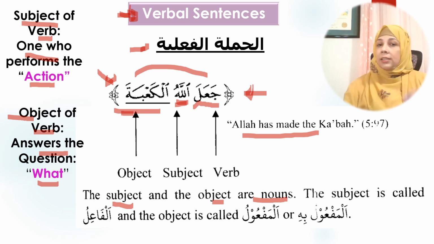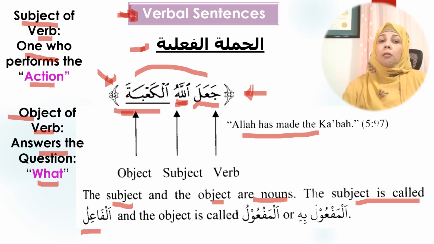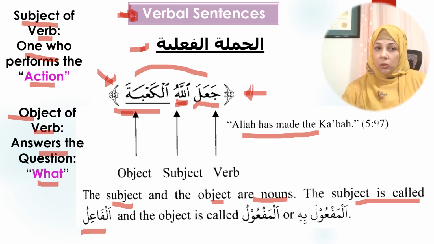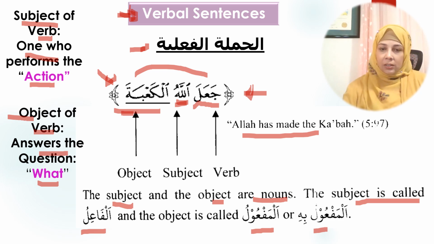In Arabic, let's learn a new term. The subject is called al-fa'il. Okay? The subject is called al-fa'il. And the object, as we saw here, is called al-maf'ul, or it is also called al-maf'ulu bihi. Either one is correct, okay?